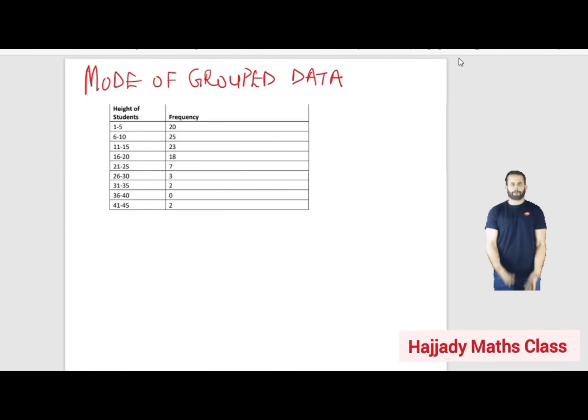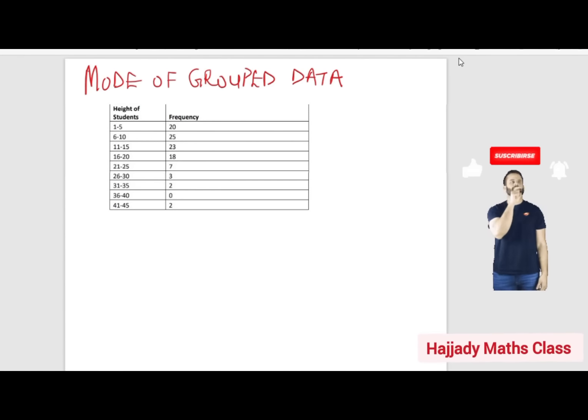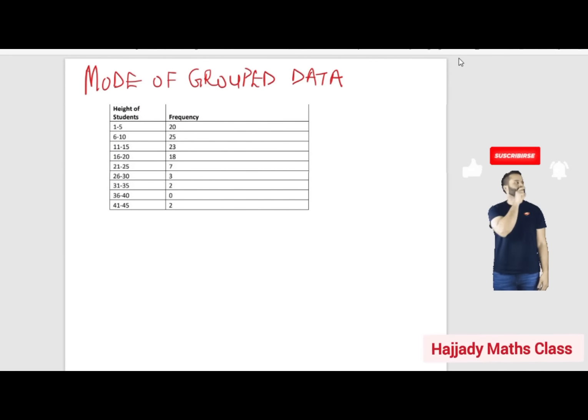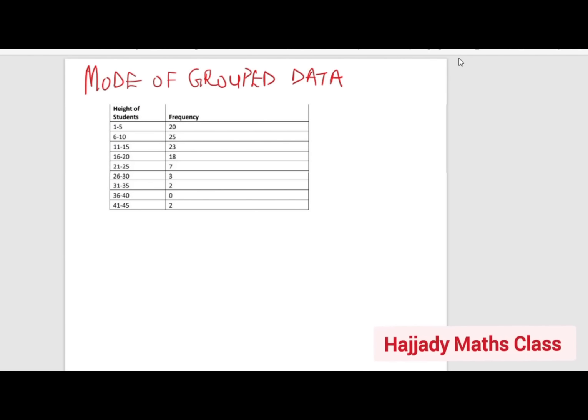Hello viewers, welcome to Algebra class. Today we shall continue with our statistics for beginners. This is our 4th episode on this series. Today we are going to start with the mode of group data. In our previous videos, we've been able to look at the mean and the median of group data. So today we shall move straight to the mode of group data.